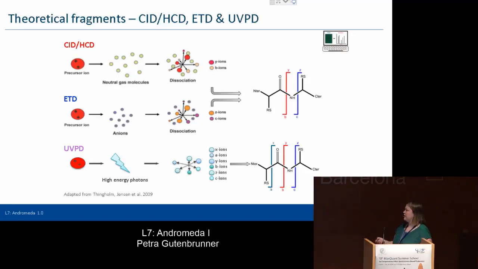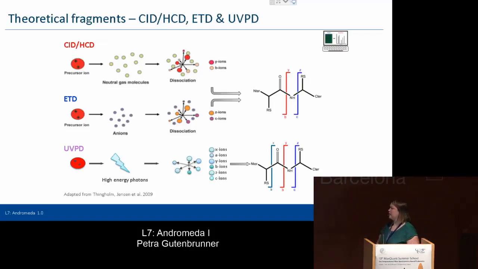Yes, and then we have ETD, which works differently. You transfer the electron of a radical ion to the peptide, and this causes an imbalance in charges, and this causes the peptide to break. And this results in a more complex pattern. So here this is C and Z, and it's between the nitrogen and the C alpha bond.